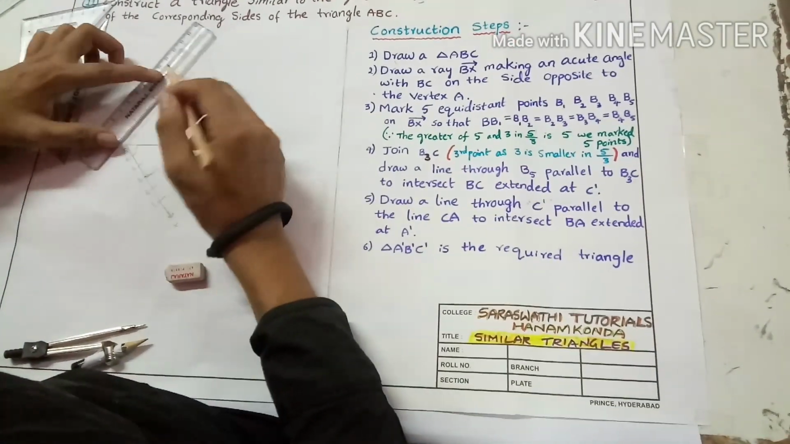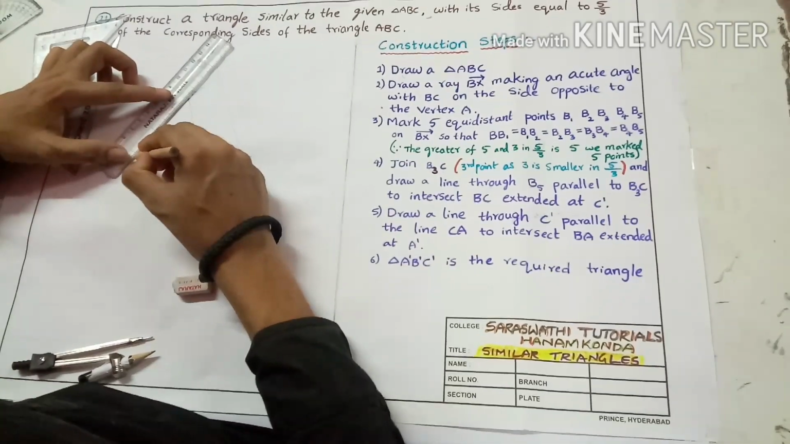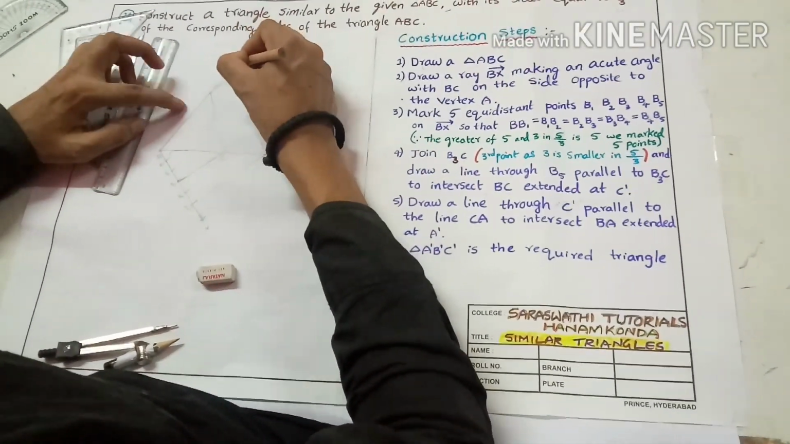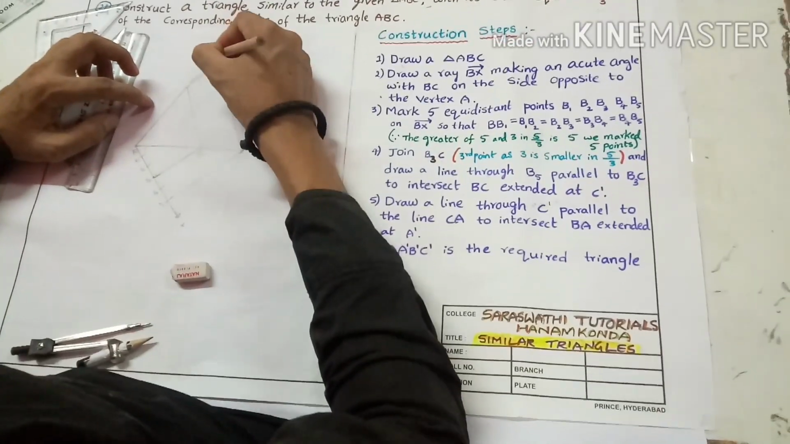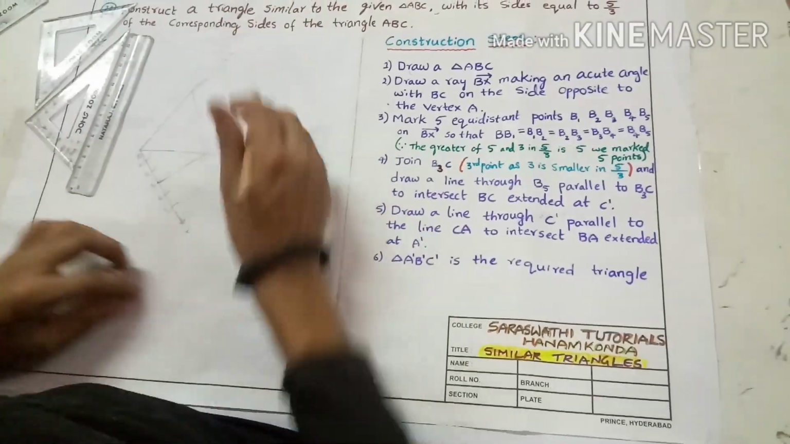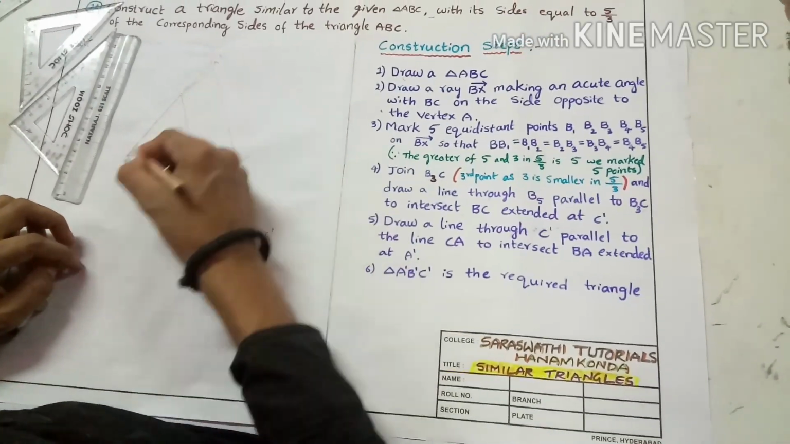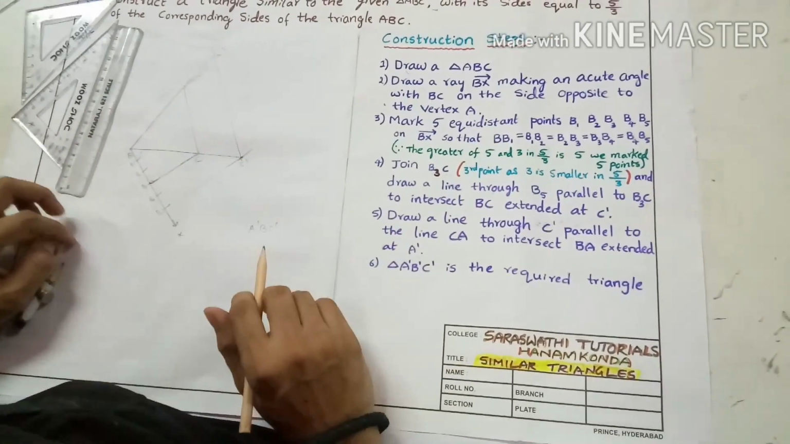Now extend BA. The line drawn from C' meets BA extended at A'. So A'BC' is the required triangle.